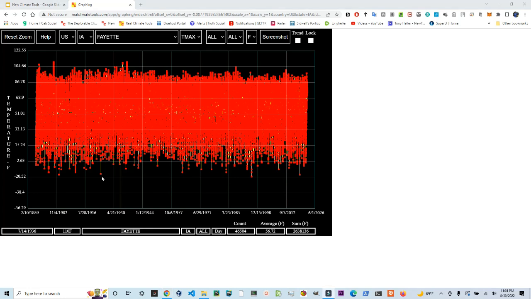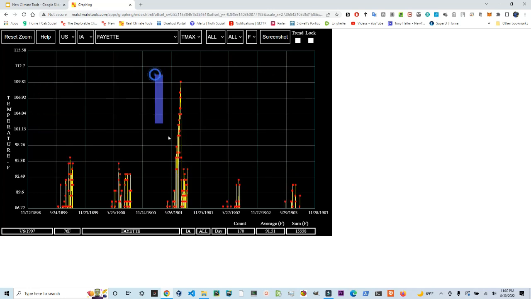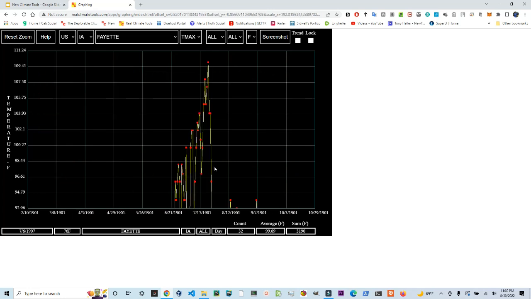I'm going to finish this up by looking at the data for Fayette, Iowa. Their hottest temperatures occurred during the incredible heat waves of 1901 and 1936. Let's zoom in and take a closer look at the heat wave of 1901. It was pretty spectacular.